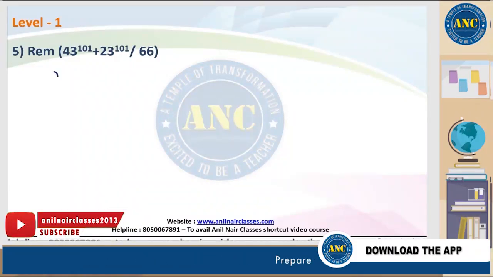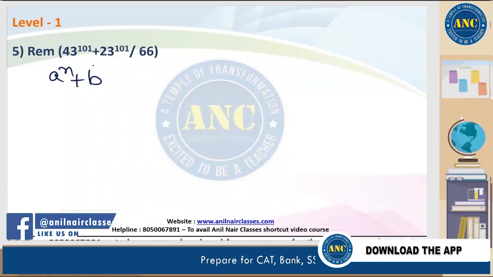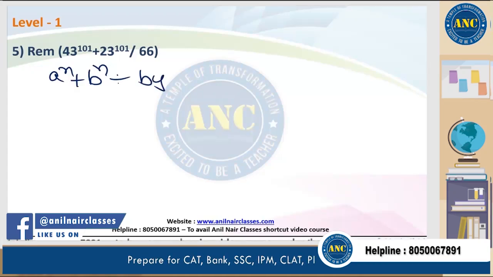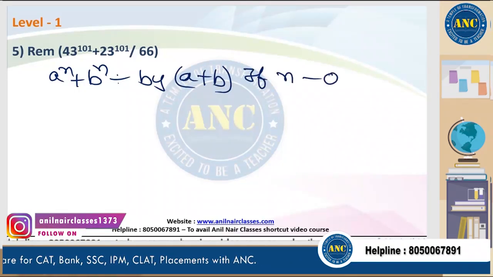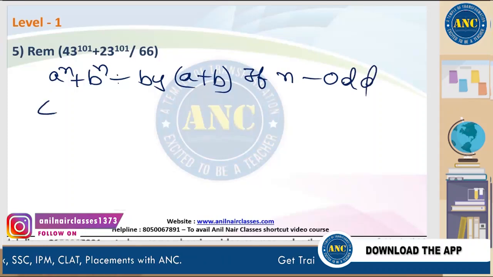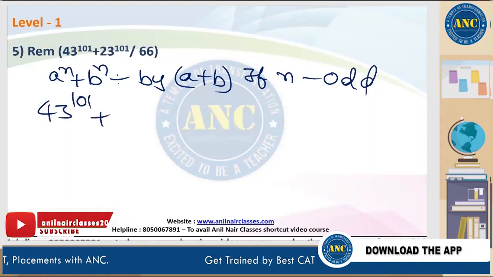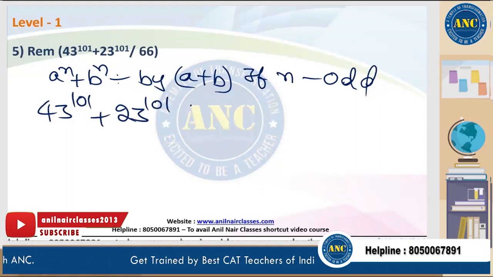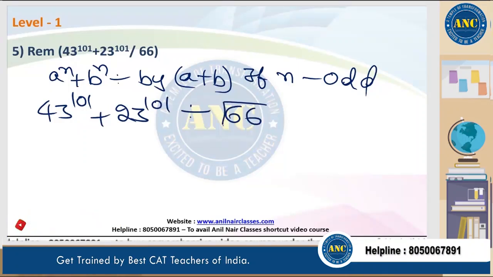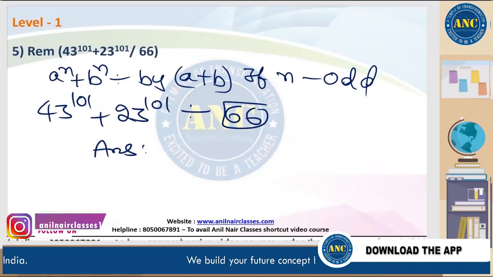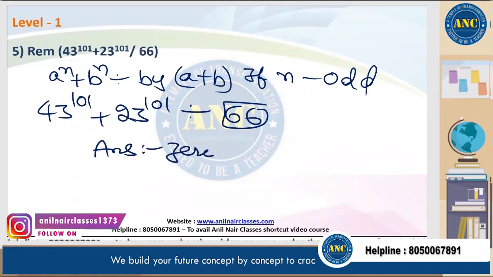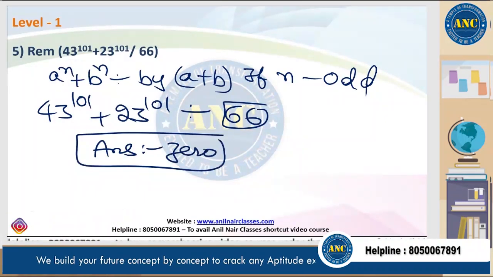Original exam question. a power n plus b power n is always divisible by a plus b if n is odd. So 43 power 101 plus 23 power 101 is divisible by 66. So the answer for this question is 0. Idea clear, right?